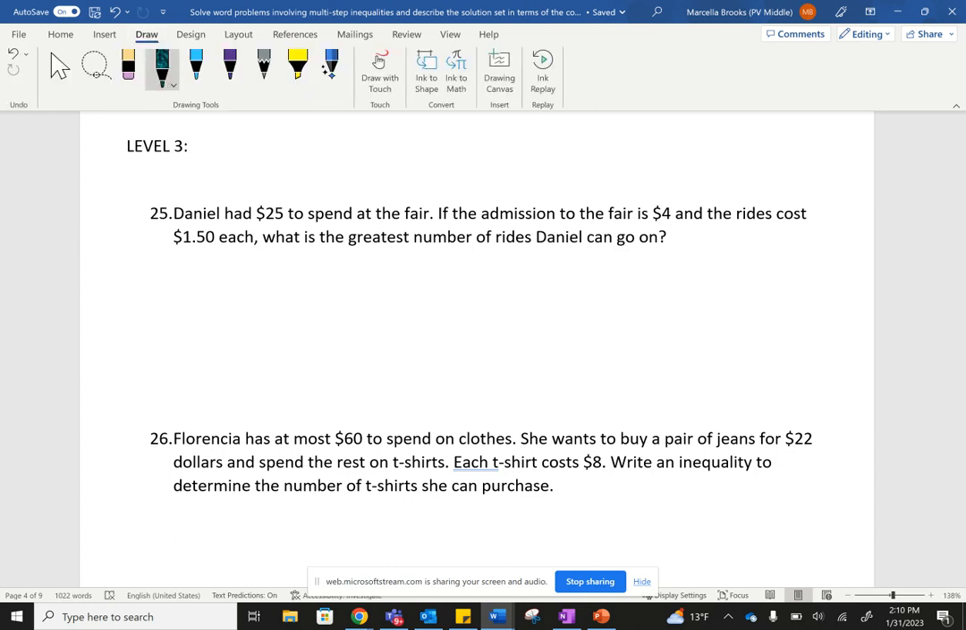So first thing we're going to do is we're going to write out that formula. So we have dependent variable times the variable plus the independent variable, and then all these inequality signs and the total. Okay, that's what we're plugging in numbers into. We have $25. He has a total of $25 to spend at the fair. So total we know is going to be 25.